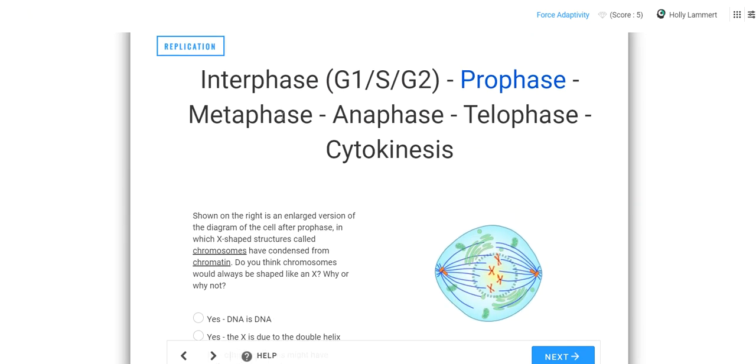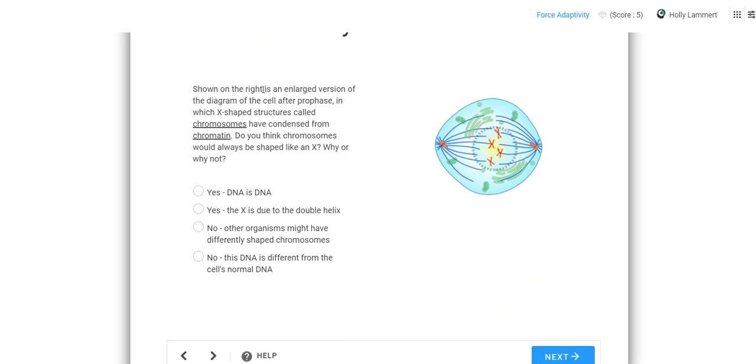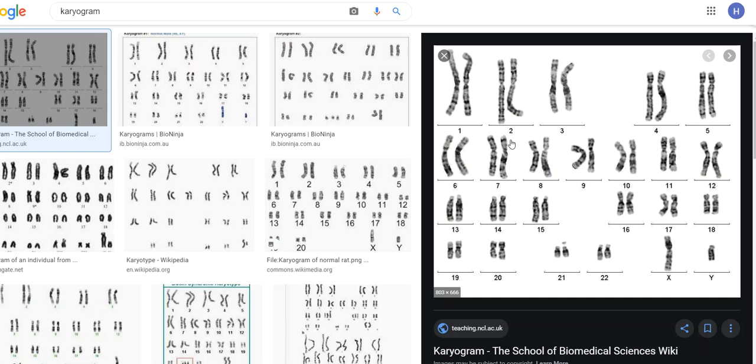So now, that was prophase. Let's draw that in our notes and then answer this question. Shown on the right is an enlarged version of the diagram of a cell after prophase, in which X-shaped structures called chromosomes have condensed from chromatin. Do you think chromosomes would always be shaped like an X? Why or why not? So one of your answers could be yes, DNA is DNA. You could say yes, the X is due to the double helix, and that's maybe a tempting answer, but back to the karyogram. The double helix is actually even within the chromosome.